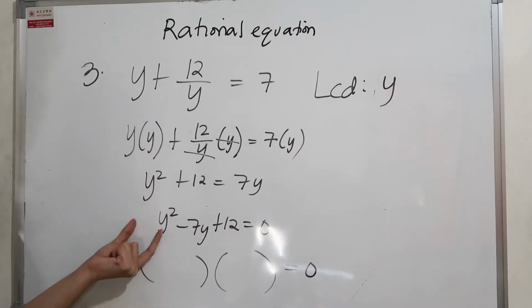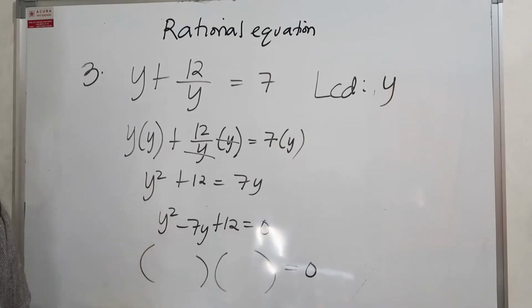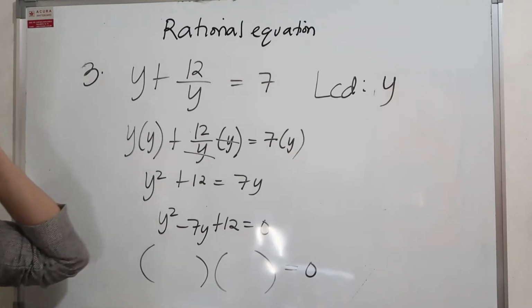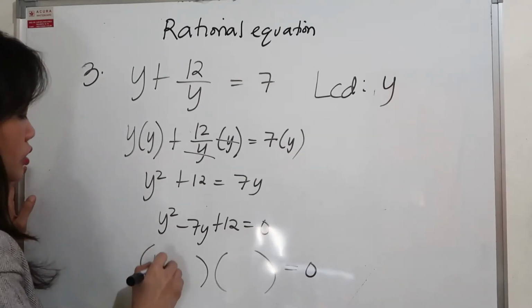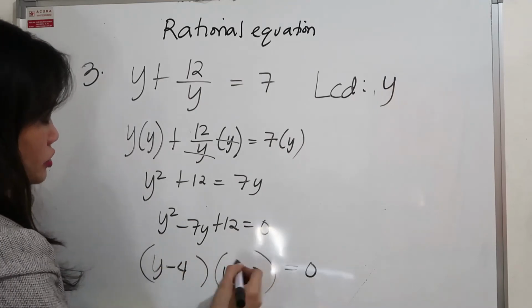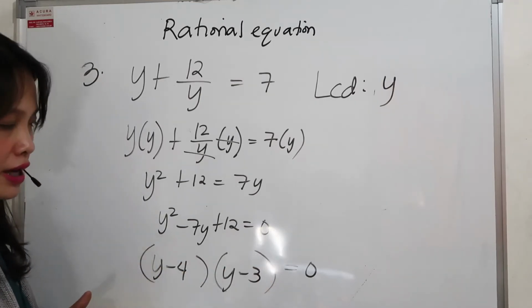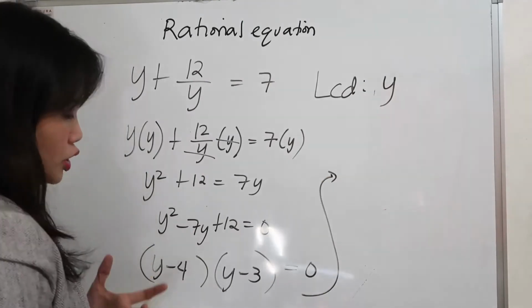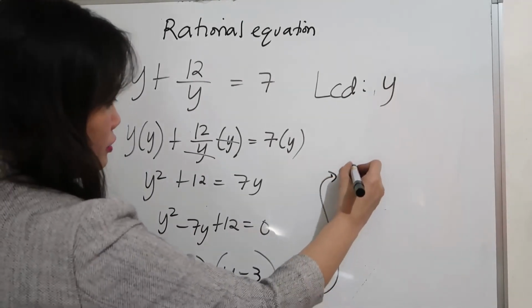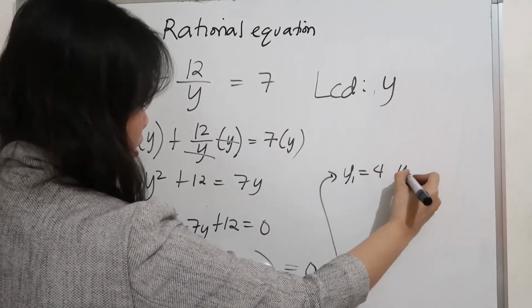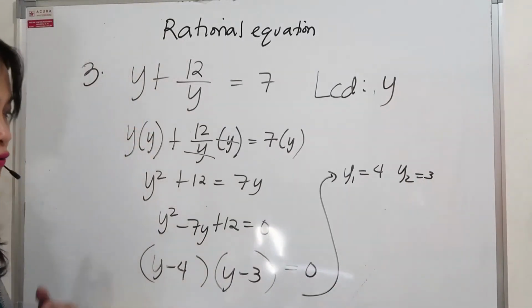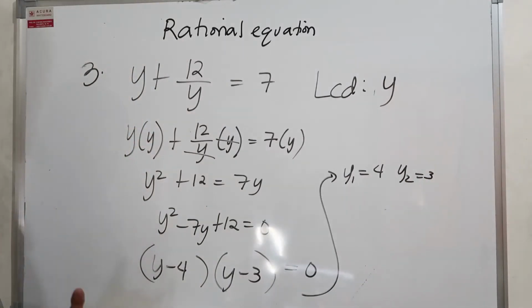So in this example, what will be the possible factors? y squared minus 7y plus 12 equals 0. Give me the factors. Okay, y minus 4 and y minus 3. So those are the possible factors. Therefore, you have two values of y. The first value is 4 and the second value is 3. So we have 4 and 3. But we need to make sure that 4 and 3 are the real values, so we need to check.